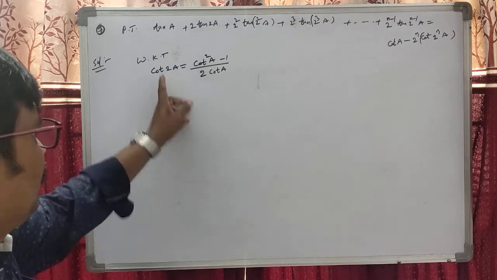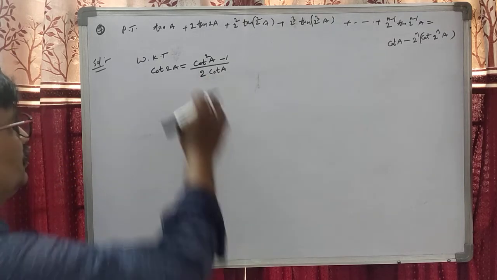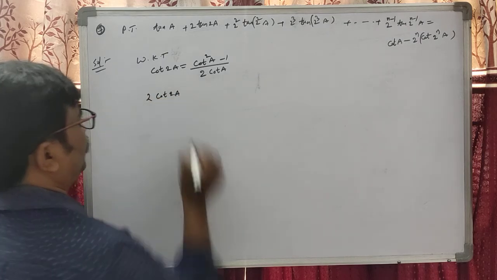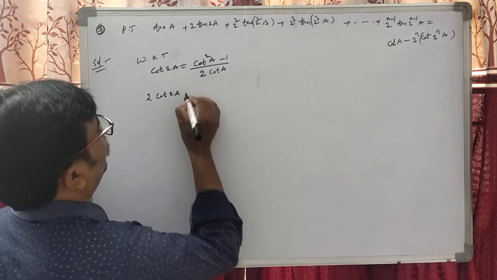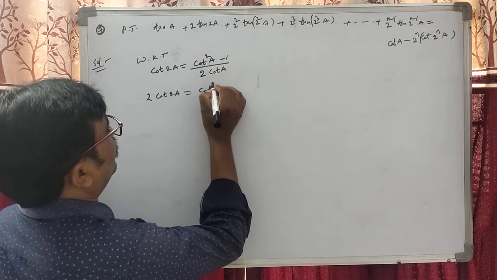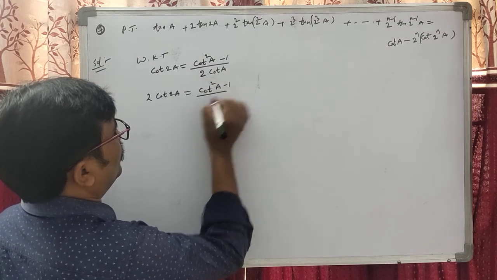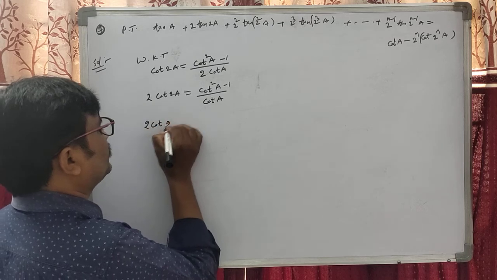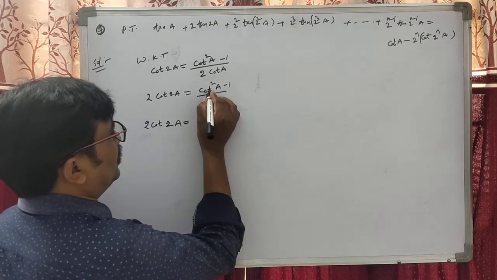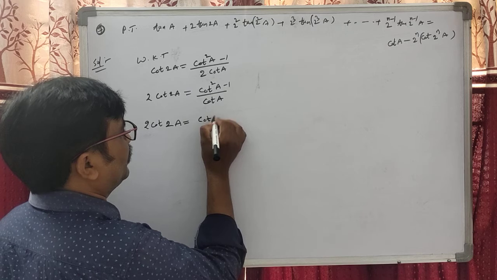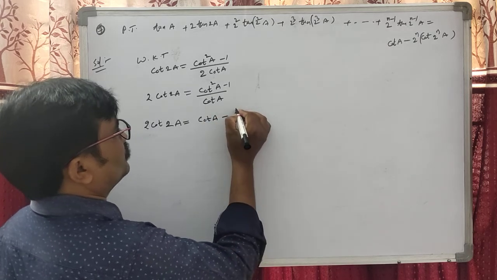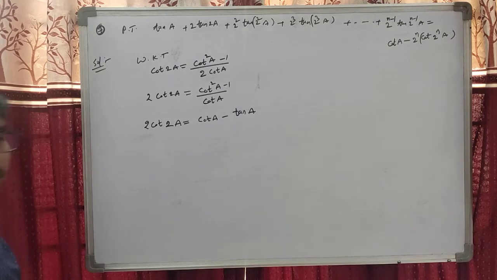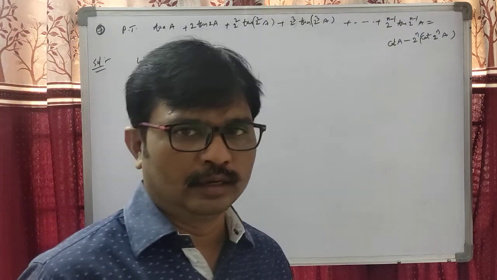This is the formula of cot 2a. Now the 2 is sent to the other side: 2 cot 2a equals (cot square a minus 1) by cot a. Then, students, 2 cot 2a, cot square a by cot a minus 1 by cot a. Now split into two fractions.